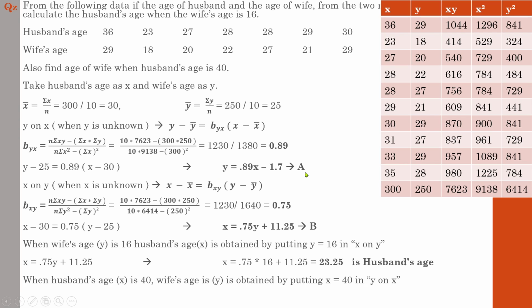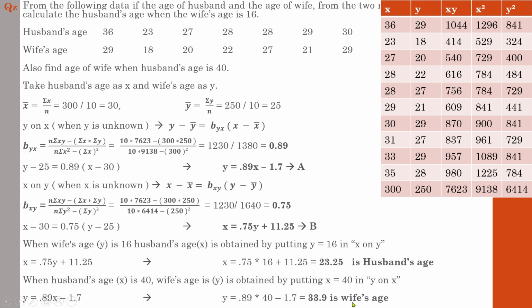So let's substitute the same. When the husband's age is 40, wife's age is obtained by putting the value of 40 in the equation y on x. This one. So it can be written as y equal to 0.89 x minus 1.7, y equal to 0.89 into x. Here the value of x is 40. So 0.89 into 40 minus 1.7, you will get 33.9. That is the age of the wife when husband's age is 40.